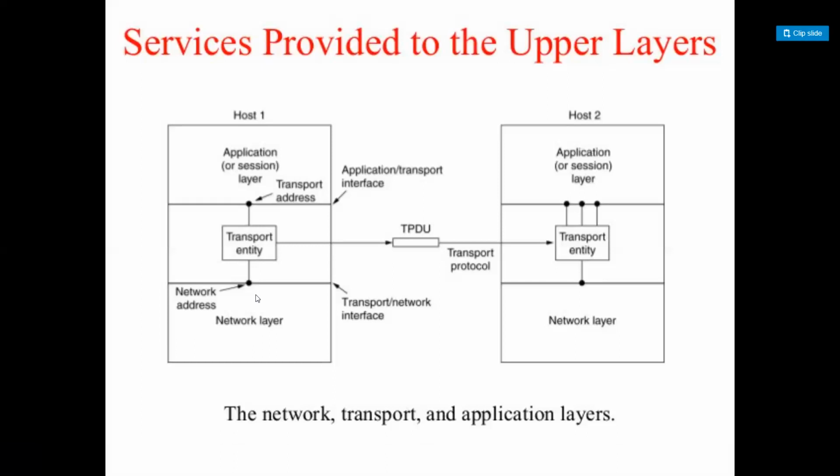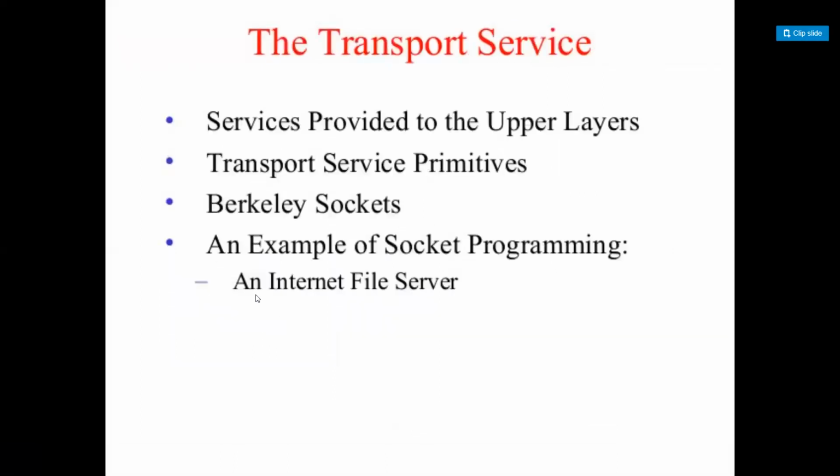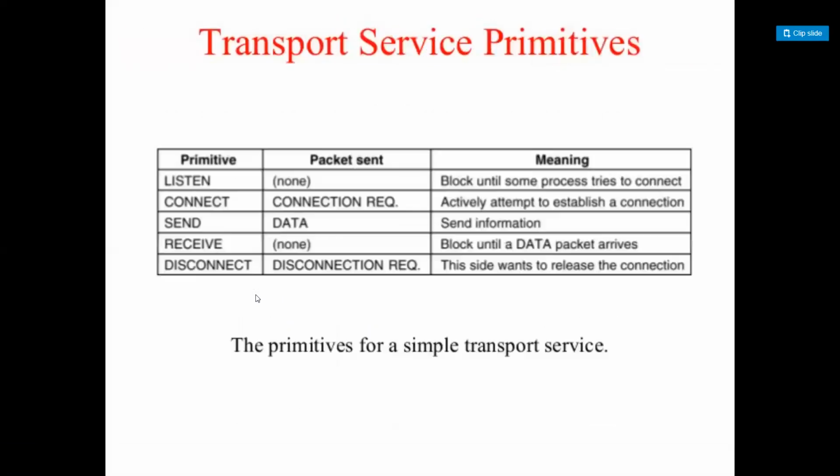Coming to the second one, after services provided to upper layers, what is the next one? Transport service primitives. This is very simple. We have a table here. In the table, we have 3 columns. In the first column, the primitive. Second column, the packet sent. Third column, the meaning of the primitive.